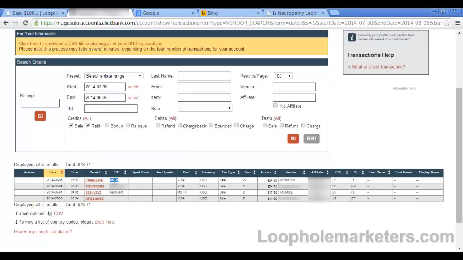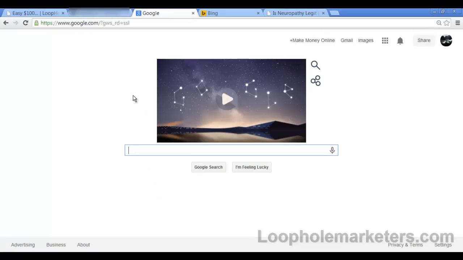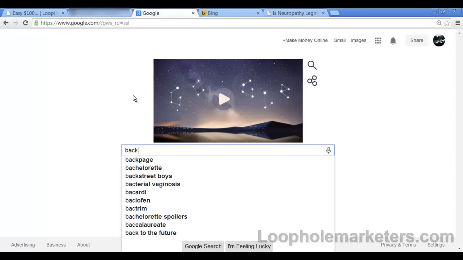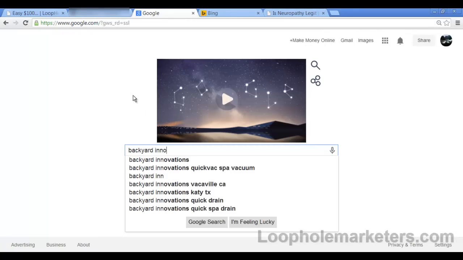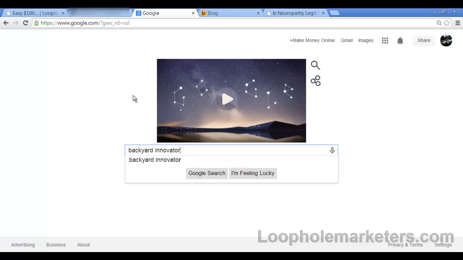You see this one here says neuro, and this one says backyard. I showed you it was 8-12. This is 8-1 when that one came in, and this is 8-5. So these are very recent. We just did these like maybe a week or two before that, and these came in. So let me show you the Backyard Innovator one, which is a ClickBank product. Backyard Innovator, I think that's how you spell it.